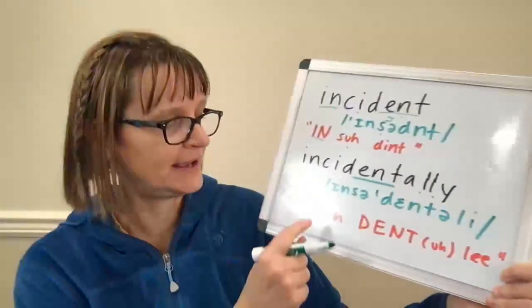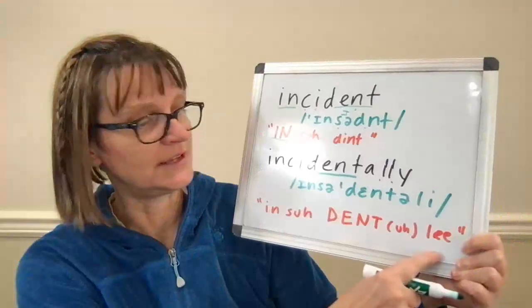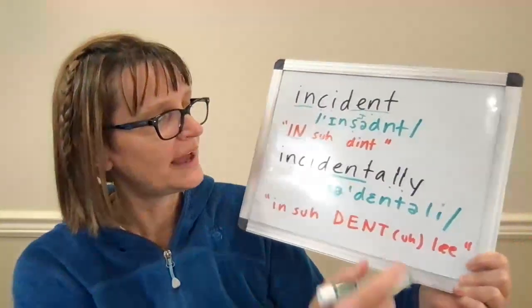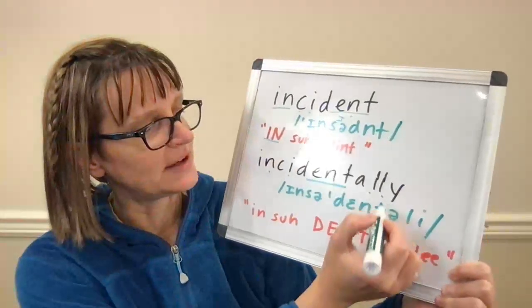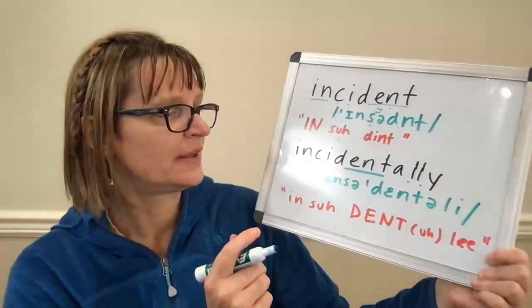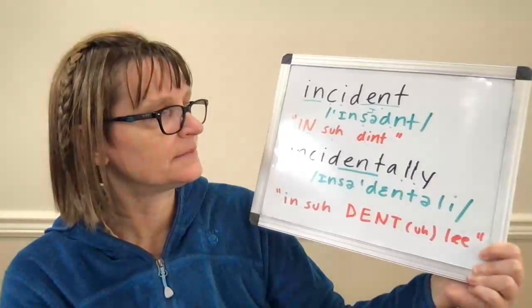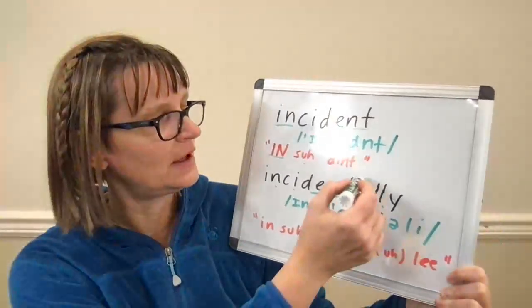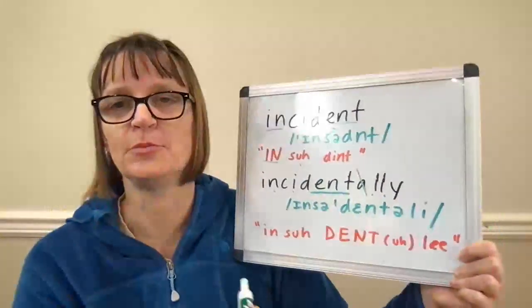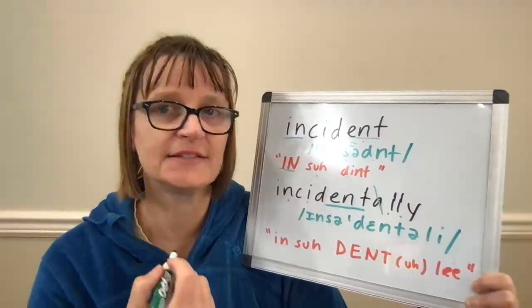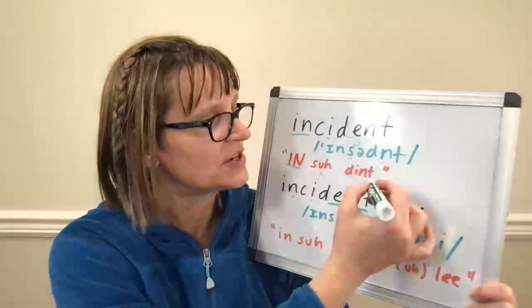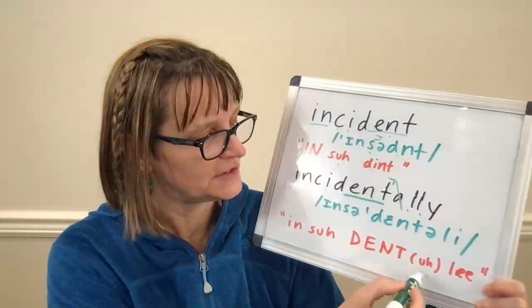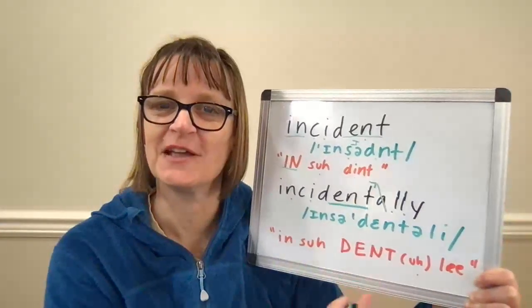You can say incidentally. When you do that, you use a true T sound, incidentally. But many people will just leave out this syllable here, and we just say incidentally, in which case we make a stopped T and we go right to the L. So I wrote this sound in parentheses because it's optional.